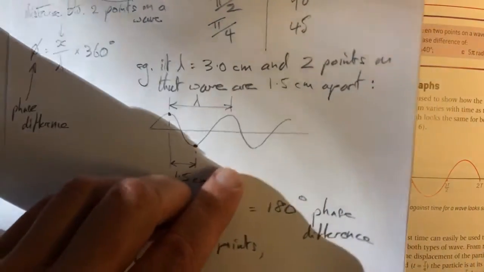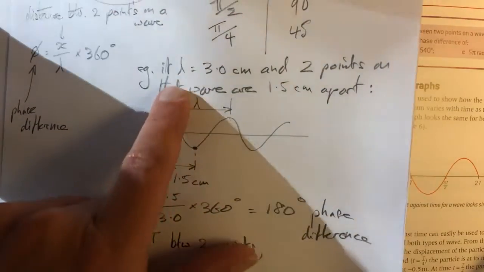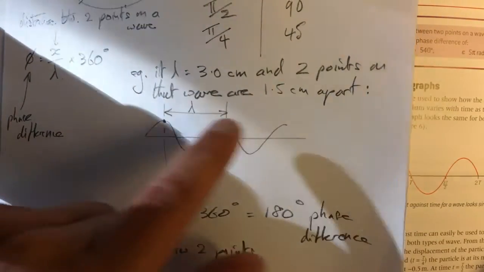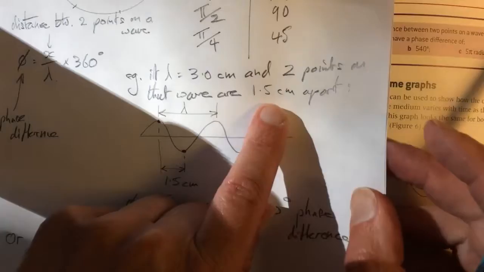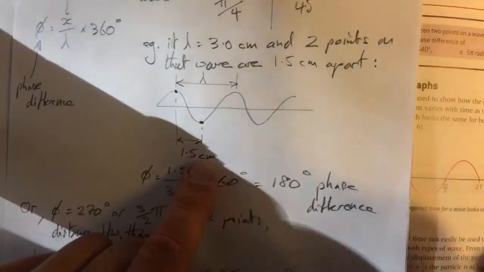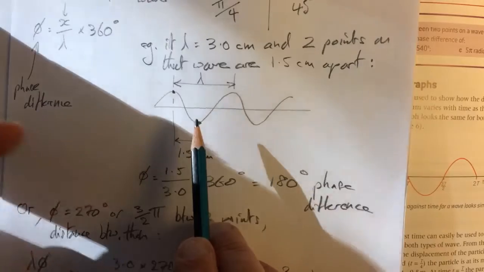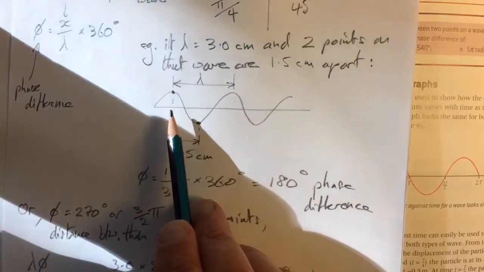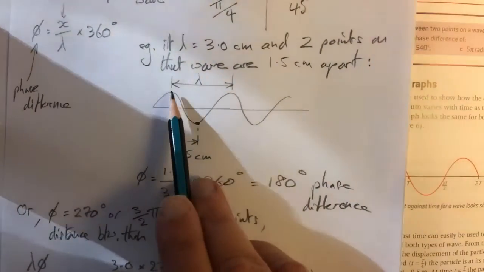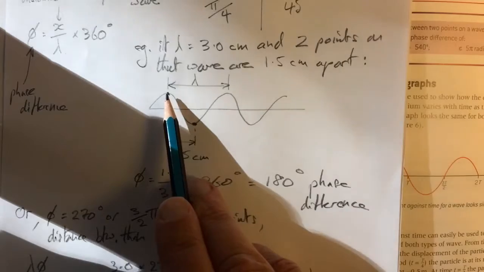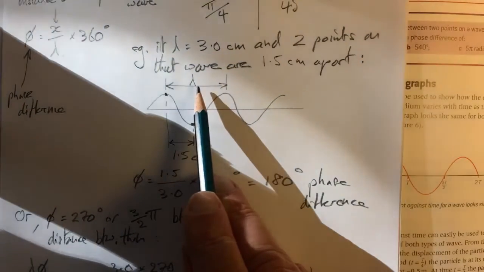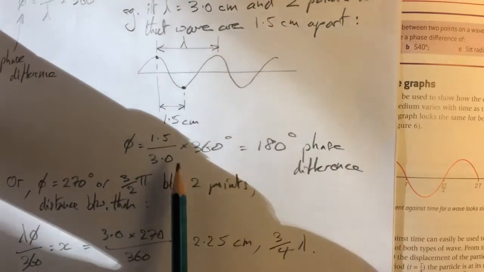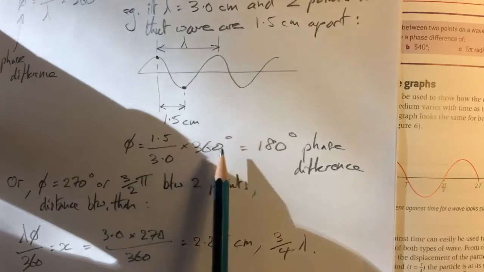So here's an example just to help us out. Let's say the wavelength is 3 centimeters and these 2 points on a wave are 1.5 centimeters apart. Here, I've drawn it for you. The distance, this 1.5, is the distance on the x-axis, right? 1.5. If the wavelength is 3 centimeters, clearly this is half of that. 1.5 divided by 3 multiplied by 360 is basically half times 360, 180.